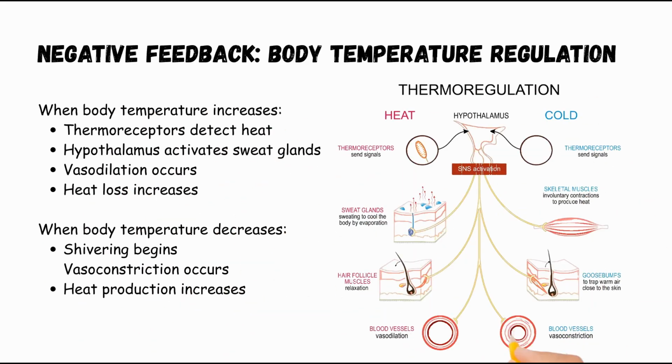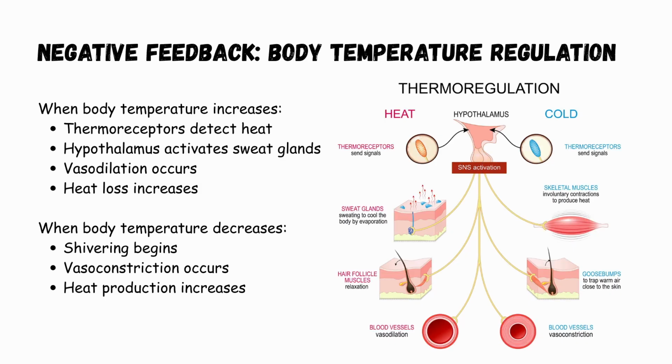When body temperature rises, thermoreceptors detect the change and send signals to the hypothalamus. The hypothalamus activates sweat glands and causes vasodilation, increasing heat loss. When body temperature falls, shivering and vasoconstriction occur, increasing heat production. This opposing response maintains a normal body temperature of about 37 degrees Celsius.